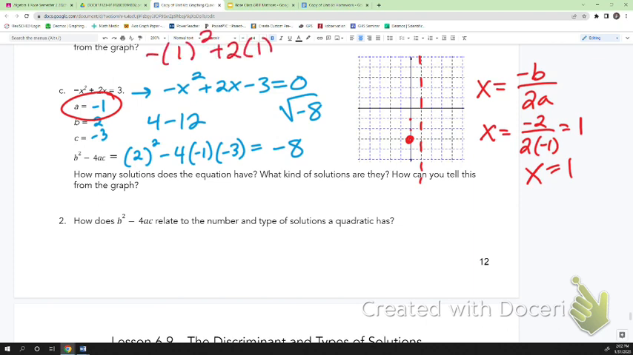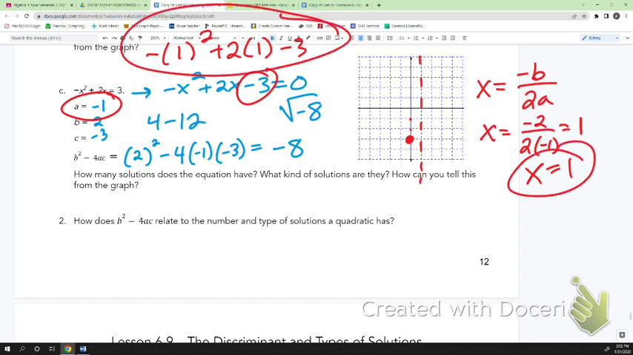Wait, so what was our point that we plotted? Well, I plotted the y-intercept at negative 3. That's always from the c value. But why wouldn't it be negative 1? It's the y-intercept. It's when you cross the y-axis. And now we're taking x equals 1 and plugging it in here to get the y value of our vertex.